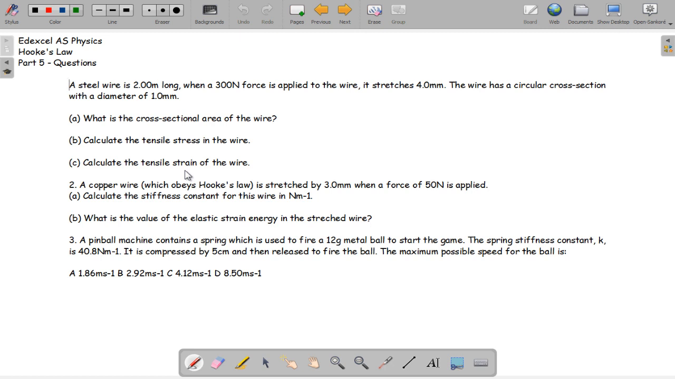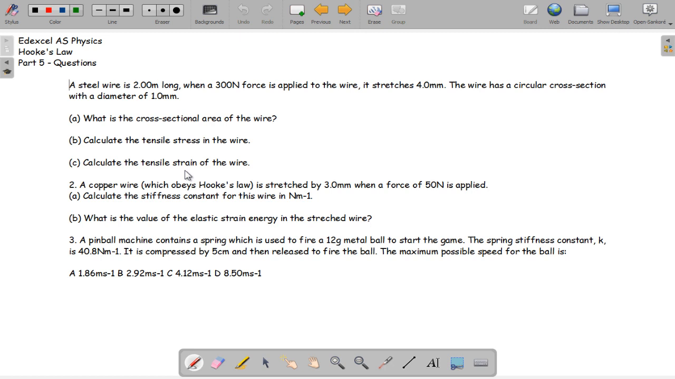Question number 2. A copper wire which obeys Hooke's law is stretched by 3 millimeters when a force of 50 newtons is applied. We need to calculate the stiffness constant for this wire in Nm^-1. What is the value of the elastic strain energy in the stretched wire?